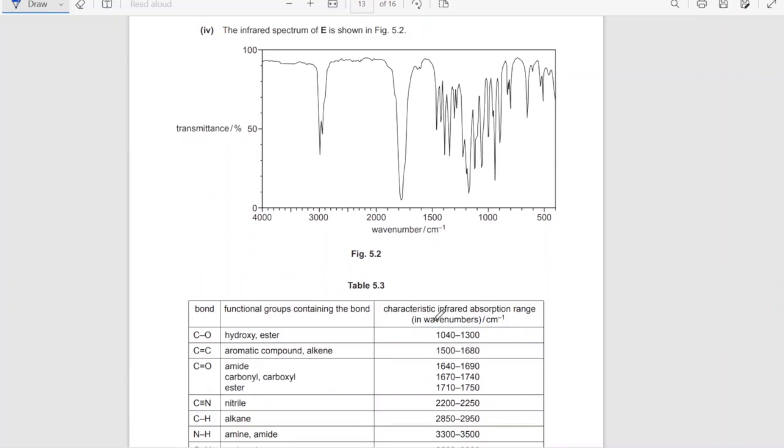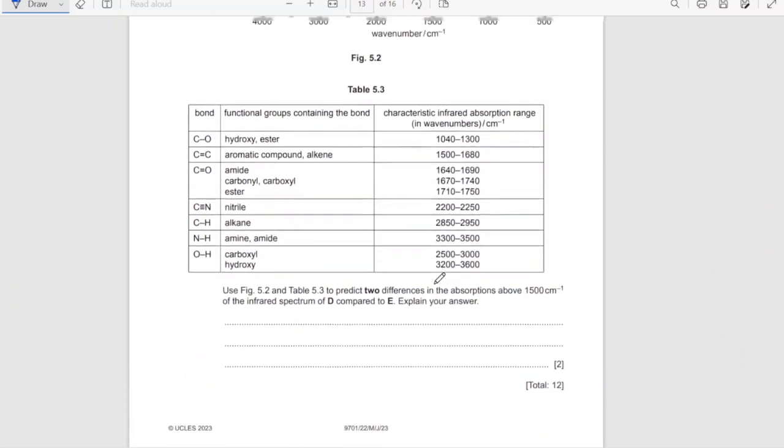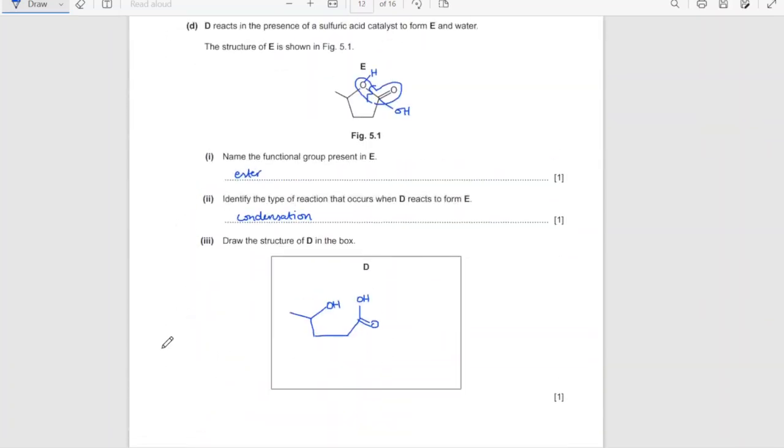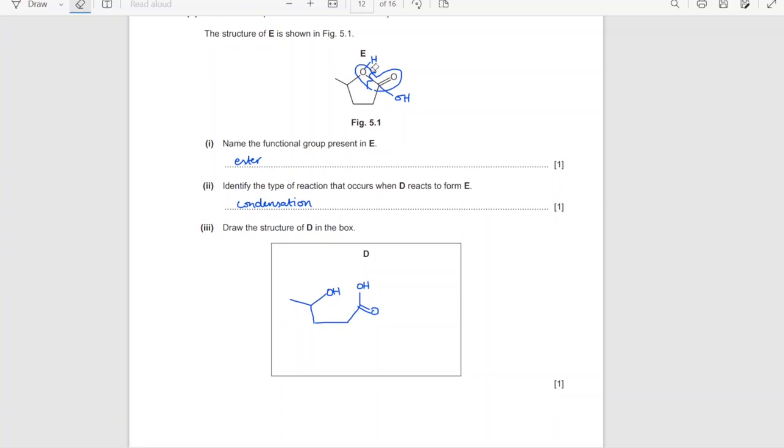Now finally, we have an infrared spectrum for E, and we have some wave numbers and the associated bonds. It says that we need to find 2 differences in the absorptions above 1500 per centimeter for the infrared spectra of D and E. All right, so we need to find the differences for D compared to E. Now, if I look back at the structures for D and E, I will notice that in D, I have the OH single bond over here and over here, which will result in absorptions for the OH bond.